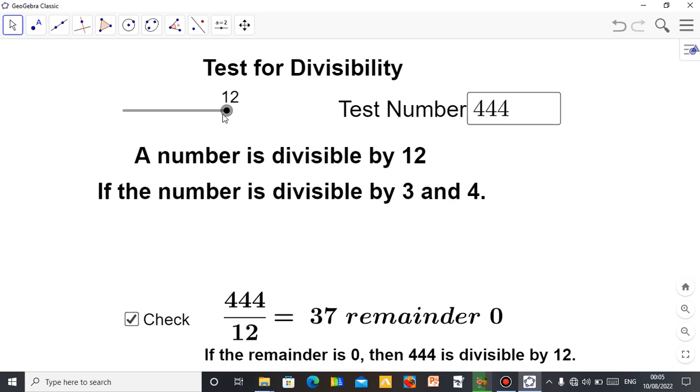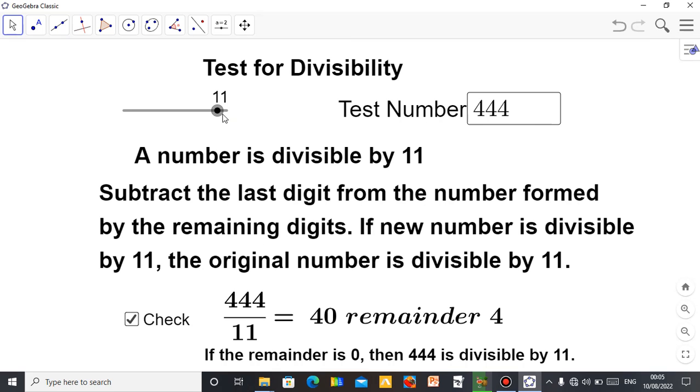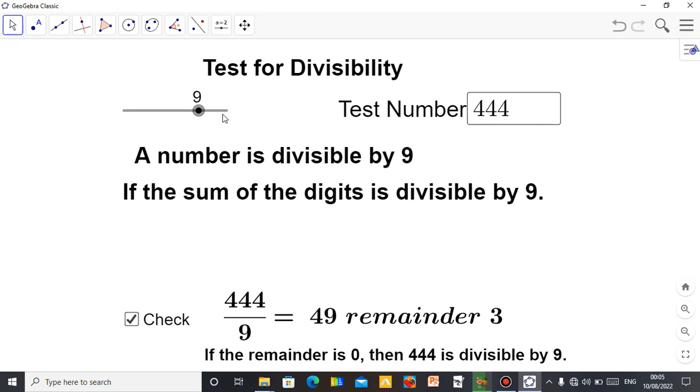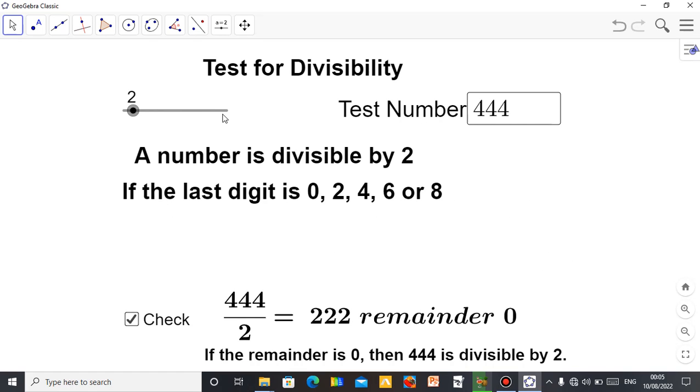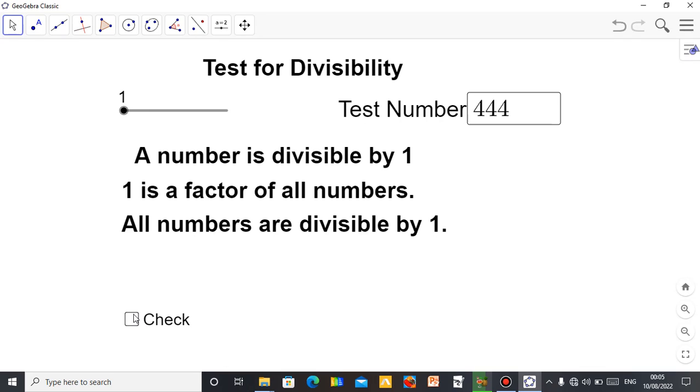So that is all I have for my test for divisibility applet I designed using GeoGebra Classic software. You can use it to teach your students in your class. Just download it from the description below and enjoy your mathematics class with your students. At least we need to have some fun in our mathematics class. Students don't need to hate math. We just want them to love maths, and that is what will make our teaching more interesting.